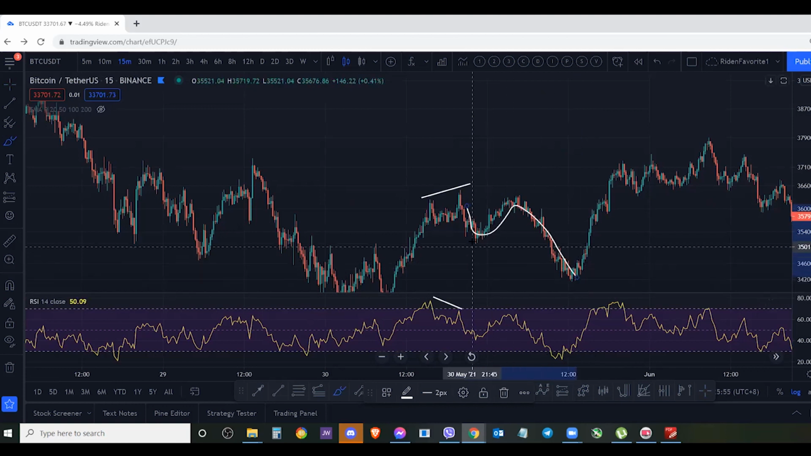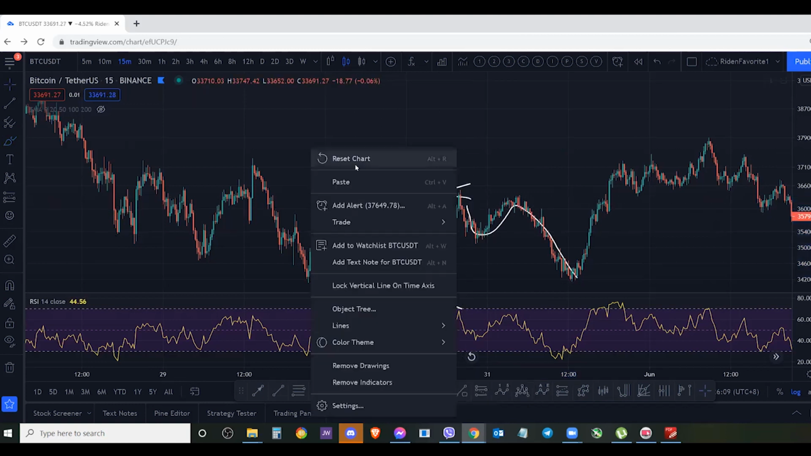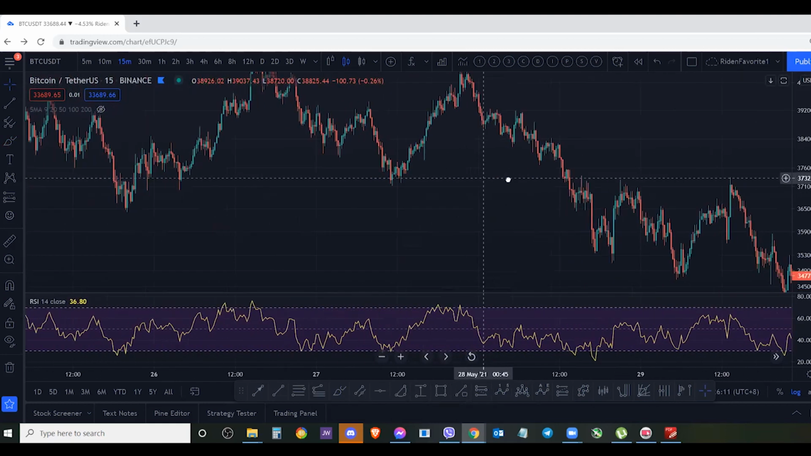So it doesn't mean that the price will go down immediately, but take note, guys, there is no absolute indicator, but whenever you see a bullish or bearish divergence, there will be a change of price. 70 to 80% it will happen. Okay, there is a change of price.